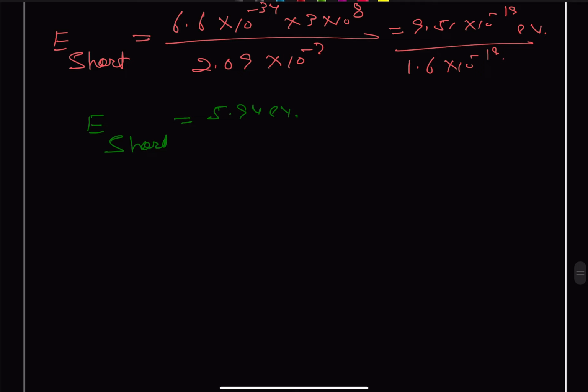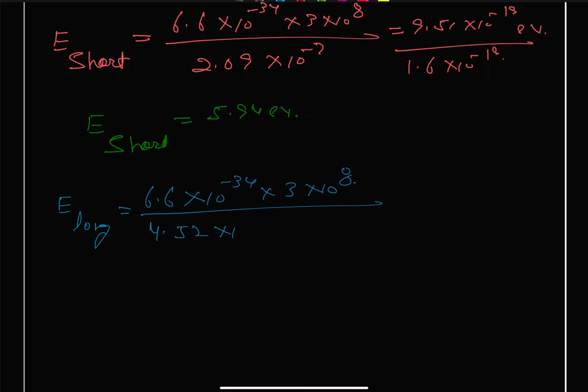And we can also find out our E long will be equal to 6.6 × 10^-34 × 3 × 10^8, divided by 4.52 × 10^-7 and 1.6 × 10^-19. This gives us 2.75 electron volt.